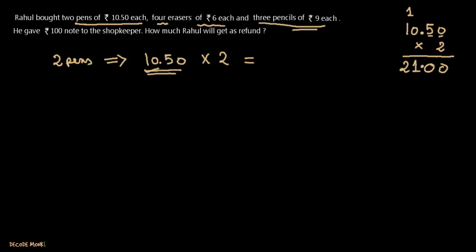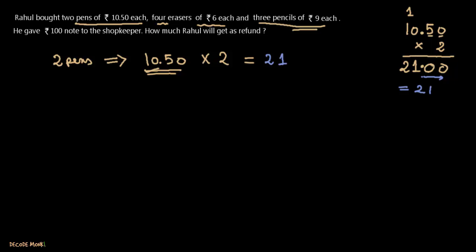So this is 21.00, and the zeros to the right-hand side of the decimal point are insignificant, and therefore this will be equal to 21. So this gives you practice of how you can multiply decimals. There may be questions like this also.